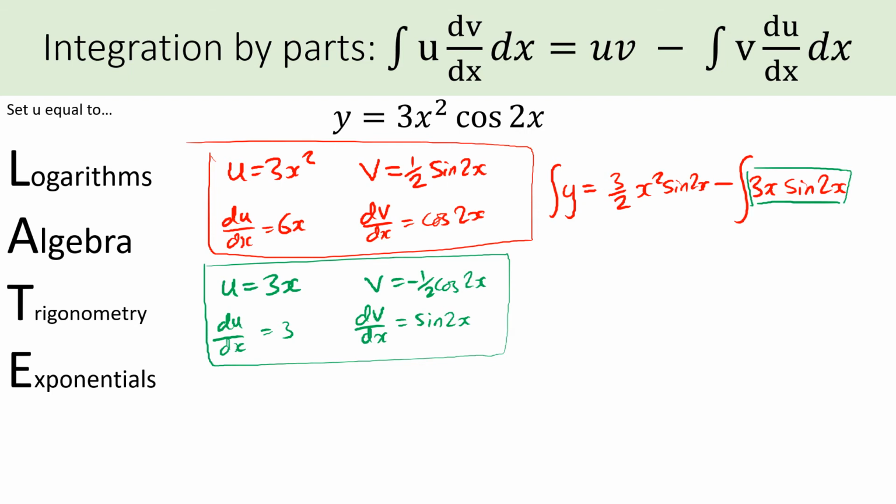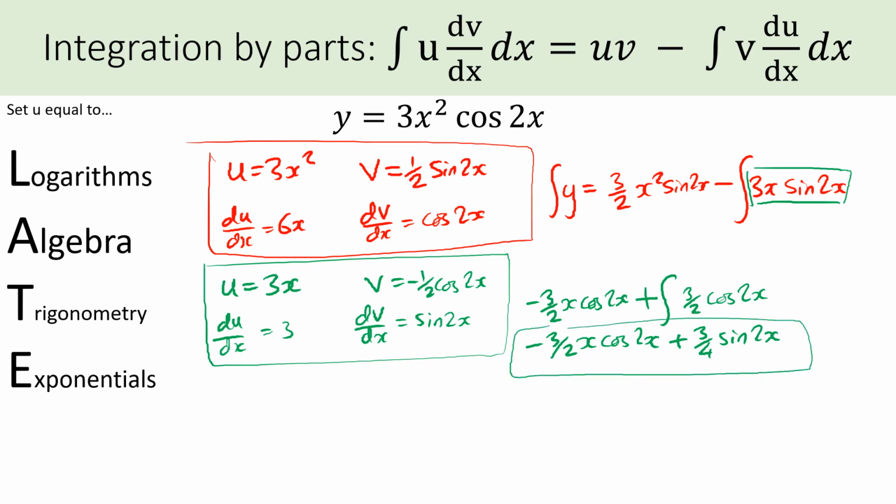And so we can tell that that green box integrates to uv, so minus 3 over 2 x cos 2x, minus the integral of v du, so minus 3 over 2, I guess, yeah, again, cos 2x. We've got a minus minus there, which is going to become a plus. And then we need to integrate that. So that's going to be minus 3 over 2 x cos 2x plus, and then, so we're going to half, so it's going to go up to 3/4, and cos is going to go up to sine 2x.